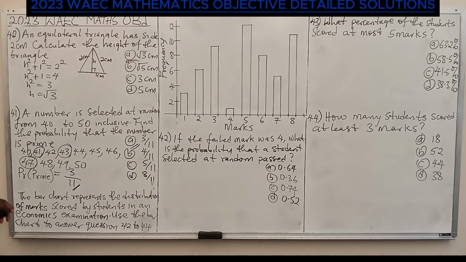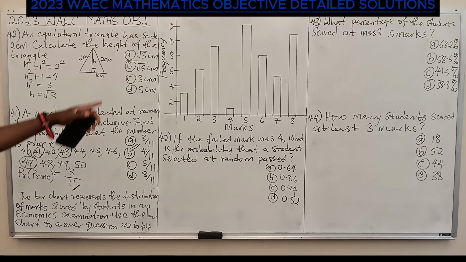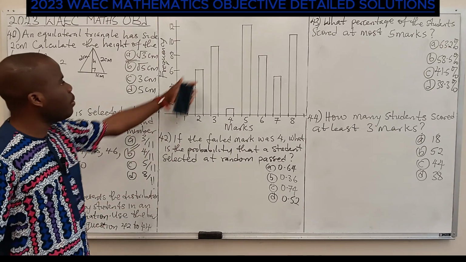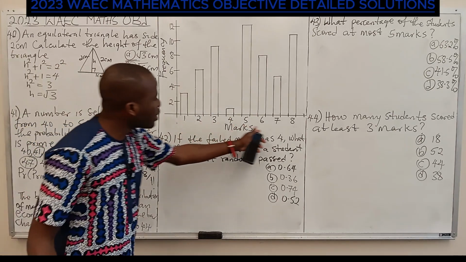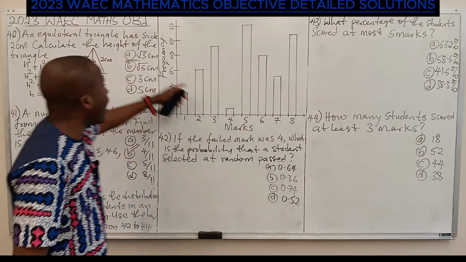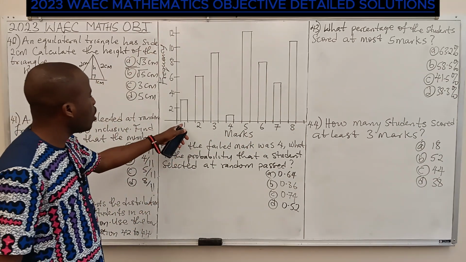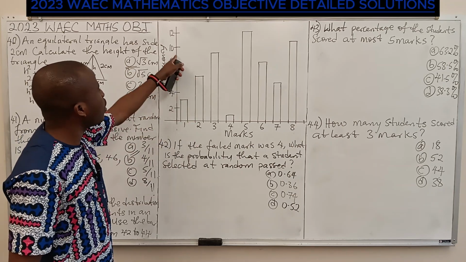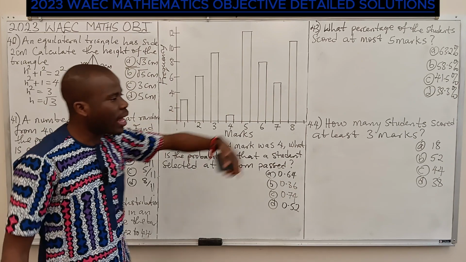Question 42 to 44, we are given a bar chart, and we are told that the bar chart represents the distribution of marks scored by students in an economics examination. Use the bar chart to answer question 42 to 44. This is the bar chart given. These are the marks the students got, scores 1, 2, 3 to 8. And these are the frequencies. It means 3 students scored 1, 6 students scored 2, 9 students scored 3, and the rest.